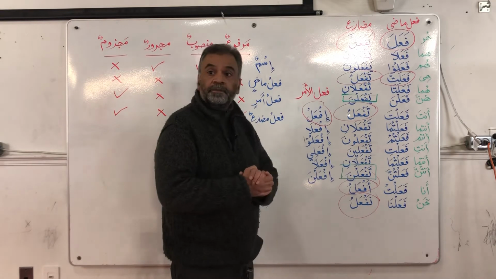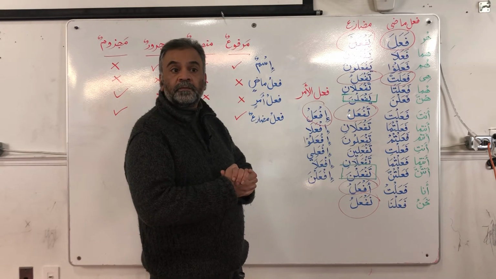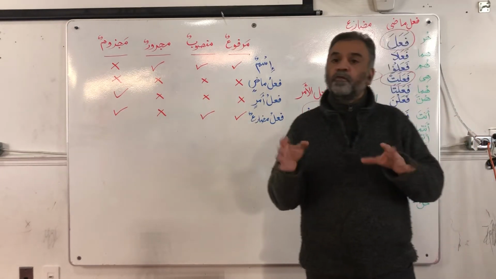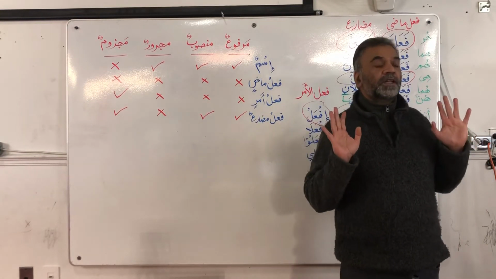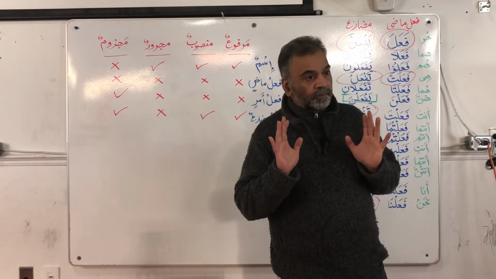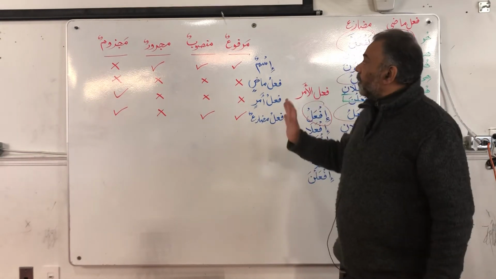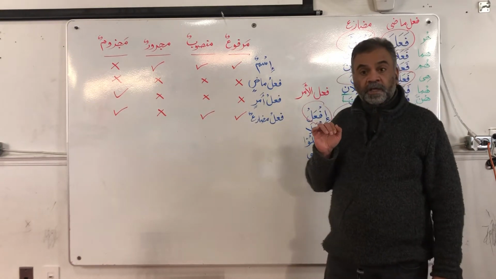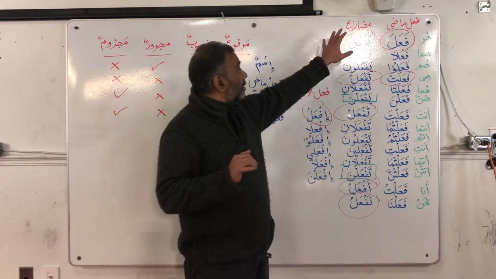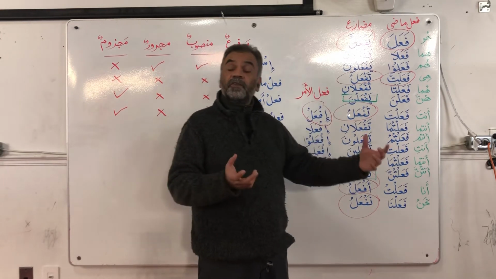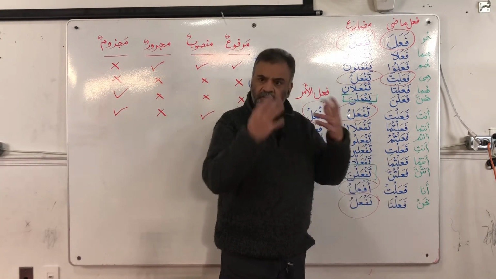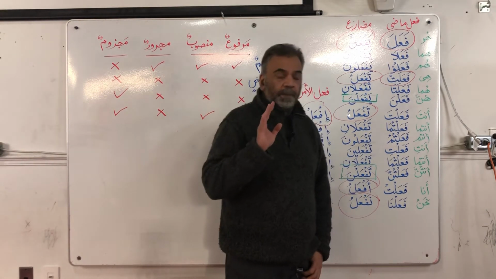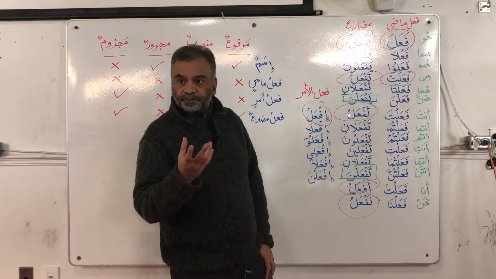Fi'l amr, they are always majzoom. We don't have to worry about them being marfu, mansub, or majroor. They are majzoom. That's it. They come in only one form, right? So this chart is very important. And how to make mudari from a marfu form into a mansub form into a majzoom form, we have some idea. We'll keep repeating it many times, but this is just an introduction, right?